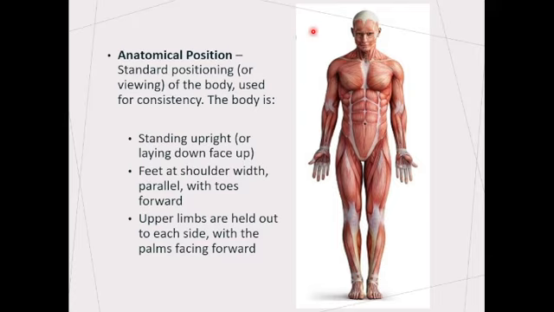So first of all, in anatomical position, our body is upright, standing upright, or laying down face up. So this is the standard positioning to know the different parts of the body. Your feet should be at shoulder width, parallel with toes forward. Then the upper limbs are held out to each side, with the palms facing forward. So this is what your position would look like if you would like to demonstrate anatomical position.